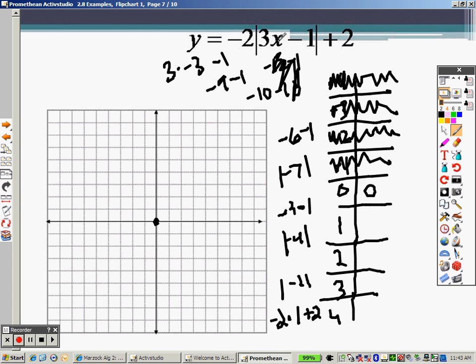Plug in a 1. 3 times 1 is 3. 3 minus 1 is 2. 2 times -2 is -4. -4 plus 2 is -2. Plug in a 2. 3 times 2 is 6. 6 minus 1 is 5. 5 times -2 is -10. -10 plus 2 is -8. Then 3: 3 times 3 is 9. 9 minus 1 is 8. That's -16. That's too big. So really, here's all I have.